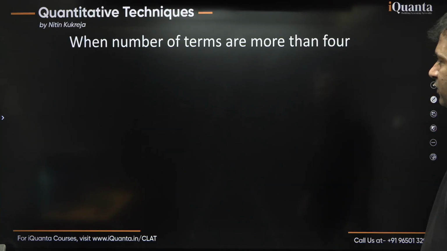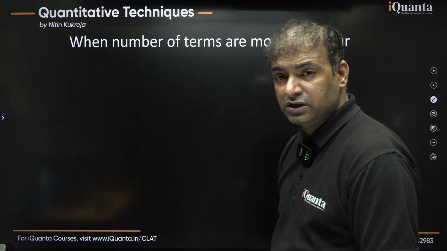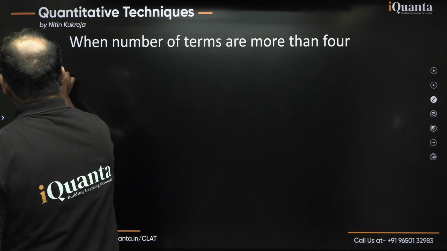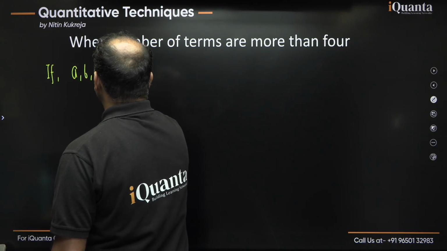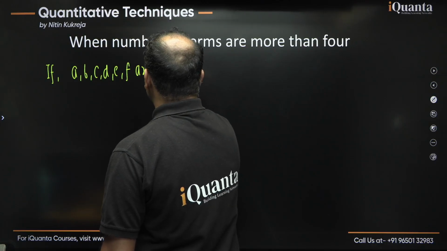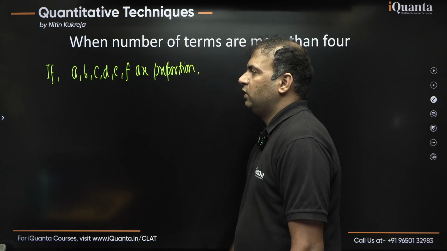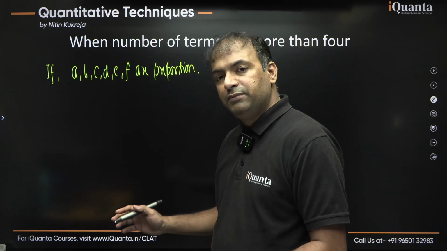Okay, now what would happen if the number of terms in the proportion is more than 4? Is it even possible or not? Yes, guys, this is possible. Let me take an example. Suppose we are given A, B, C, D, E and F are in proportion. So what is the meaning of this? Remember, guys, when we had 4 terms, we said the ratio of the first 2 terms should be equal to the ratio of the next 2 terms. Same thing will happen here as well.